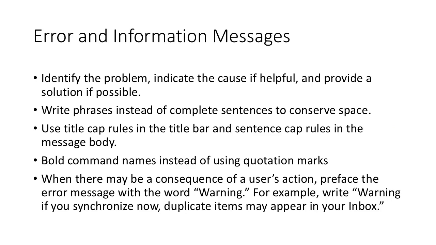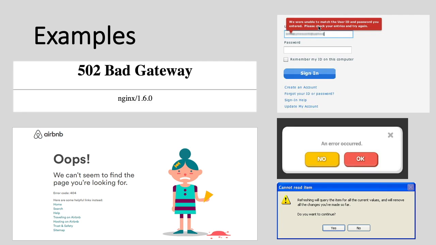And then when there may be a consequence of a user's actions, you should preface the error message with some sort of warning. So, for example, warning: if you synchronize now, duplicate items may appear in your inbox. So you should just let them know that something's going to happen if they do something out of sequence, and what will be the consequences of that action.